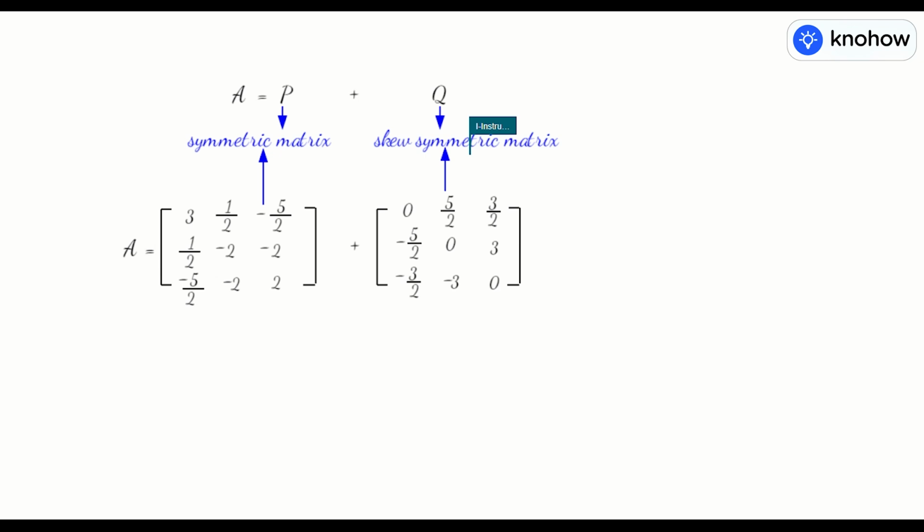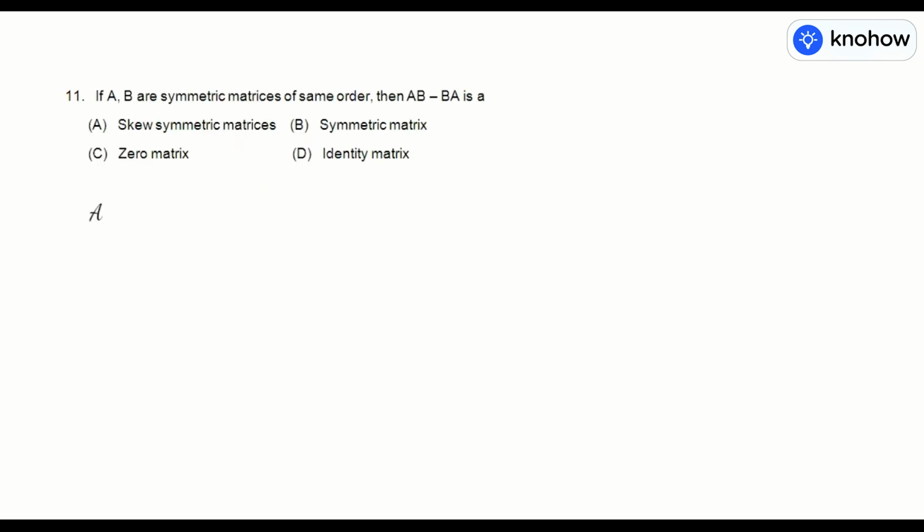If A and B are symmetric matrices of the same order, then AB minus BA is skew symmetric or symmetric. Obviously, AB minus BA in general are not equal, so cannot be zero matrix, and we are not sure about whether it will be identity or not. Let me check first of all what is the transpose of AB minus BA. If I find it is exactly same as AB minus BA again, I'll say it is symmetric. If it becomes negative times of AB minus BA, I'll say it is skew symmetric.